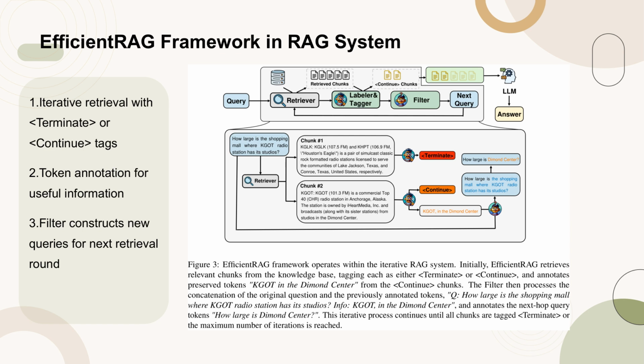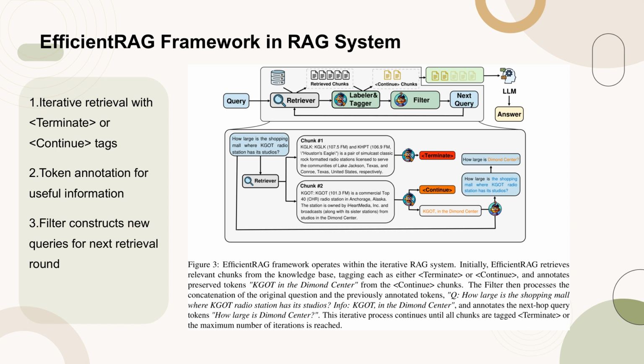Figure 3 illustrates how the EfficientRAG framework integrates into an iterative retrieval-augmented generation (RAG) system. Initially, EfficientRAG retrieves relevant document chunks from a knowledge base, tagging each chunk as either terminate or continue. Useful tokens like KGOT in the diamond center are annotated from continued chunks.